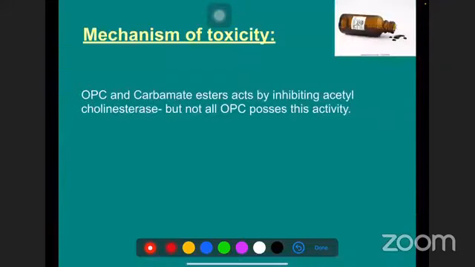So what is the mechanism of toxicity? OPC and carbamide esters, I have already told that these two things act by inhibiting the cholinesterase, the acetylcholinesterase, but not all OPC possesses this activity. But most of the OPC and carbamide esters act by inhibiting the acetylcholinesterase. So there is a lot of acetylcholine in the body. There occurs acetylcholine toxicity. It is called the cholinergic crisis. This cholinergic crisis leads to death.